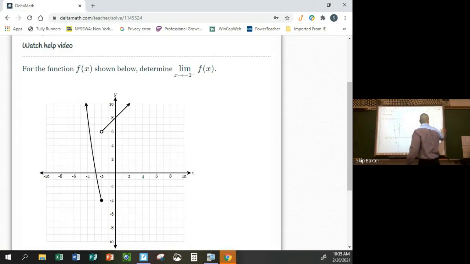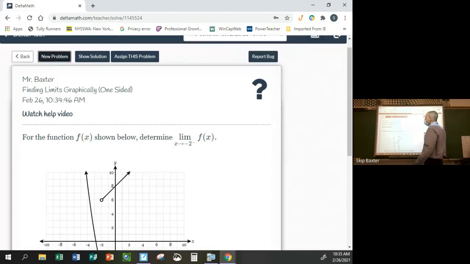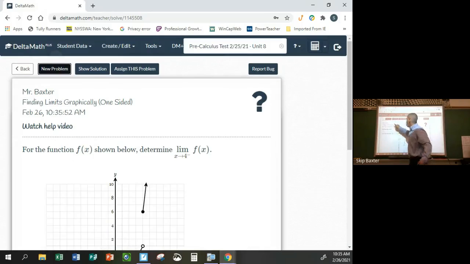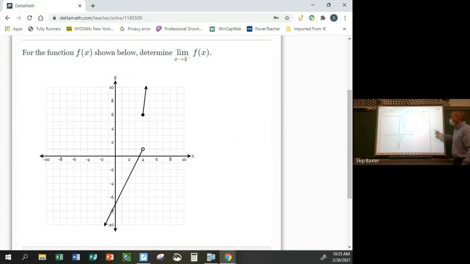Put up another one. In fact, let's go around the room and see if every single person can answer one correctly. Hunter, you're first. What's the limit as x goes to 4 from the left? Oh, I know this one. Can I answer?